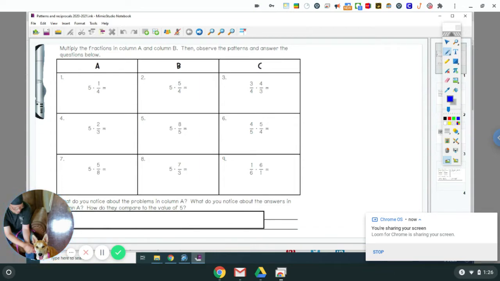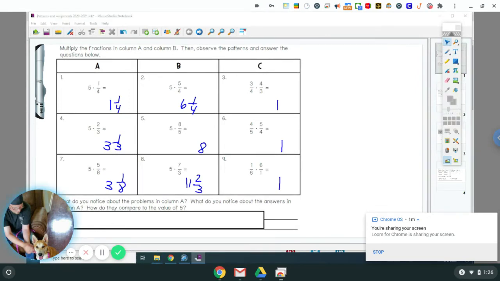So 5 times 1/4 is 5/4, or 1 1/4. 5 times 5/4 is 6 1/4. And then 3/4 times 4/3 is 1. 5 times 2/3 is 3 1/3. 5 times 8/5 is 8. 4/5 times 5/4 is 1. 5 times 5/8 is 3 1/8. And 5 times 7/3 is 11 2/3. And then 1/6 times 6/1 is 1.